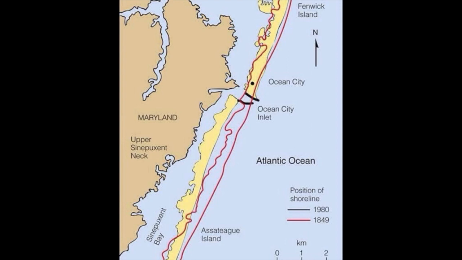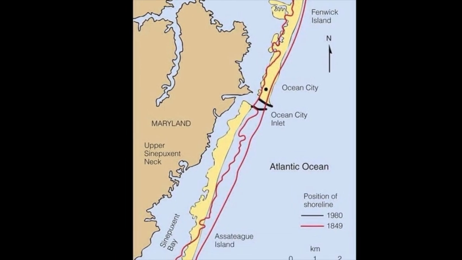As sea level rises, the islands move toward the mainland, making the bay side shallower and shallower. Look at this map. Assateague and Fenwick used to be one island until 1933. Hurricanes split them into two. We built these seawalls, you can see here, to keep them separated. And we developed Ocean City for tourism.